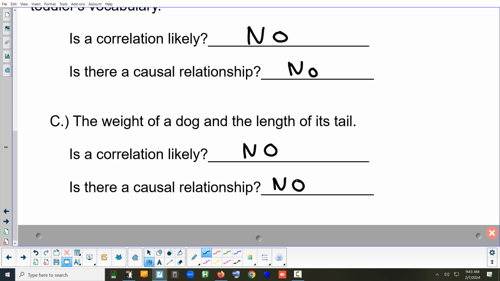Now, something that might have a correlation is if you say how long the dog is and how much they weigh. I would say that a longer dog probably weighs more than a shorter dog, most of the time. But not with this. Okay. Any questions on that?